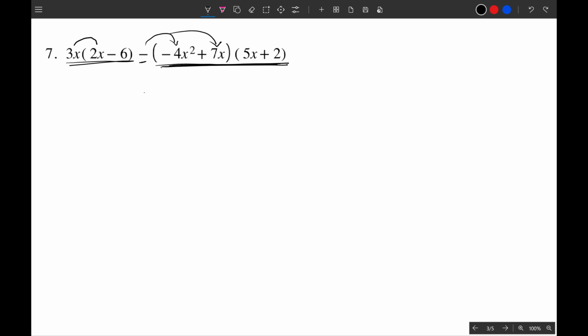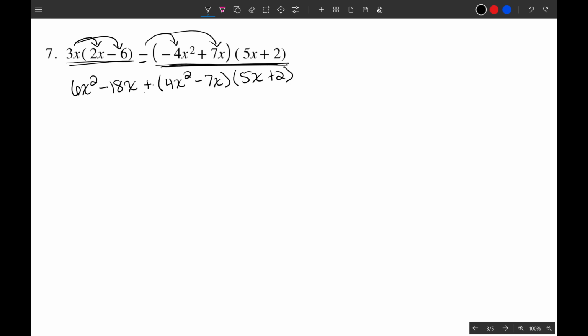So take this 3x and distribute. So that gives us 6x squared. And then 3x times negative 6 is negative 18x. And then I'm going to distribute here. So I need a plus sign because this is still going to be multiplied times the binomial behind it. So this gives me 4x squared and negative 7x times 5x plus 2.